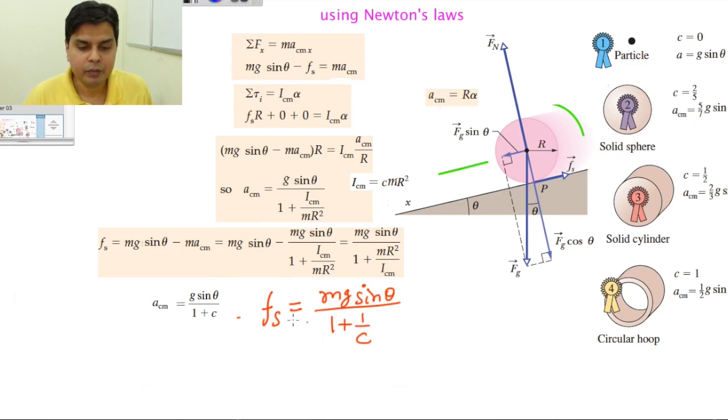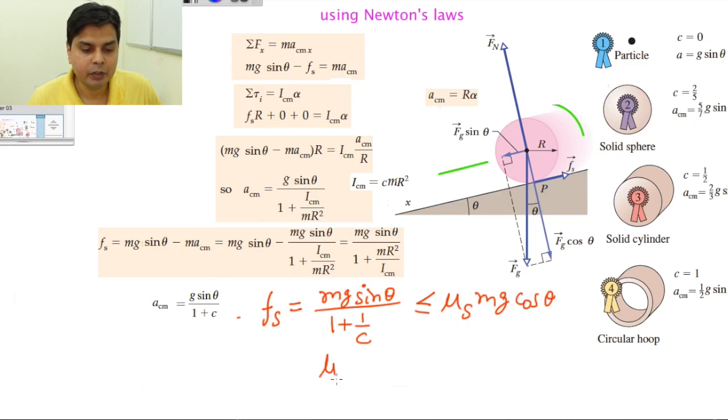So you can see if C has increased, this Fs has also increased, so this Fs will be largest for this thing. Now there is another point of discussion here, actually how large your Fs can be. Suppose the coefficient of static friction is mu s, then this Fs has to be less than or equal to mu s times N. Now what is the N? N is Fg cos theta, so this is mg cos theta.